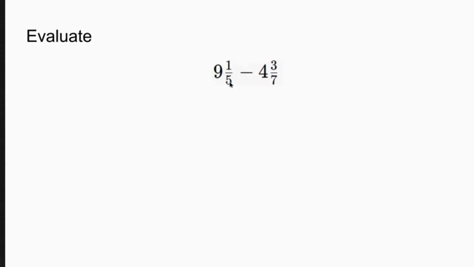Evaluate 9 1/5 minus 4 3/7. Whenever you're subtracting mixed numbers, I like to turn them both into improper fractions first. So that's what I'm going to do. How do I do that?